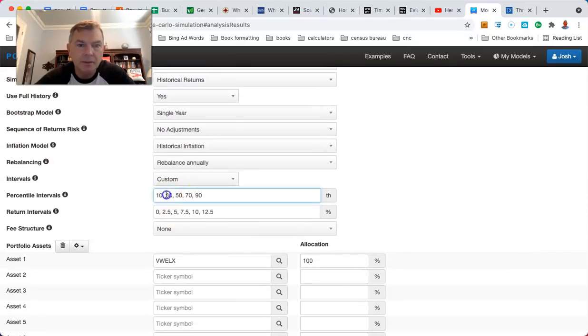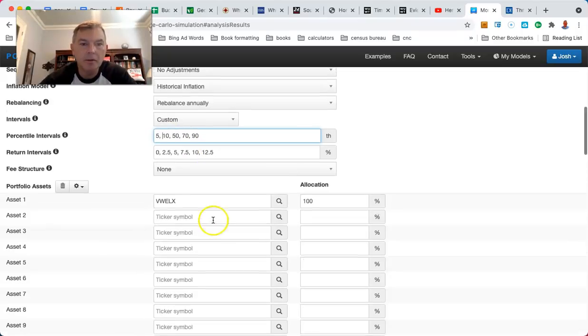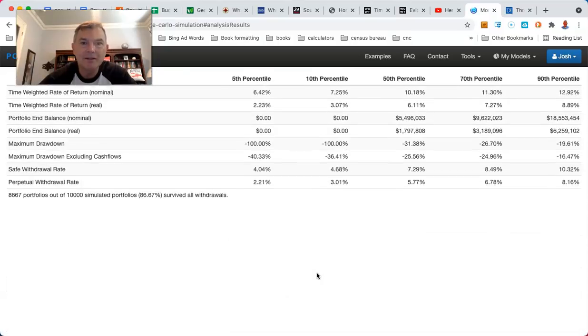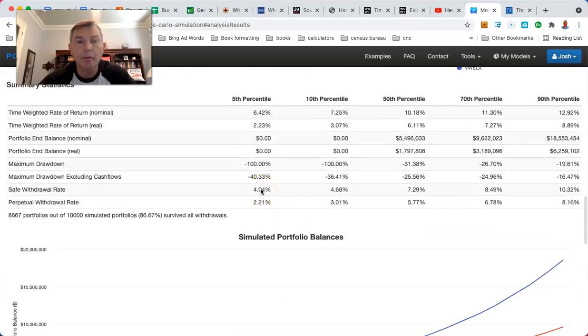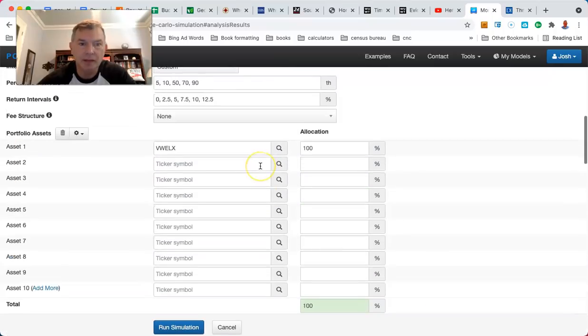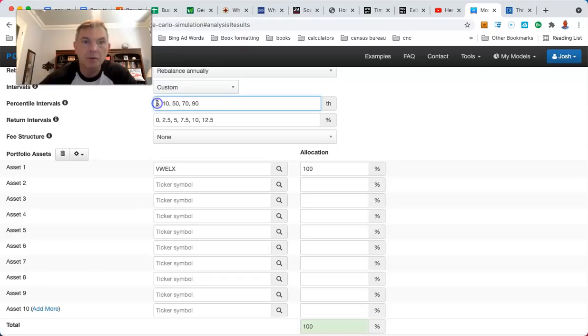And let's just get rid of 30. And what we'll do here is we'll make it 5. There we go. And just see what that looks like. So here you could take out 4.04 and have had a safe withdrawal rate if you fell into the 5th percentile. That's pretty cool, man. All right, let's do one more.